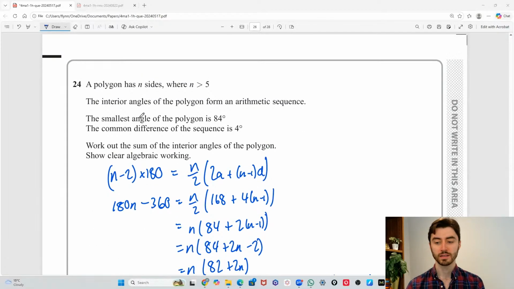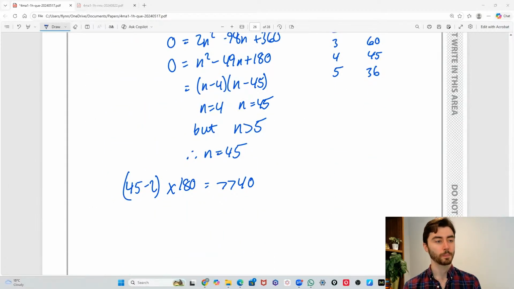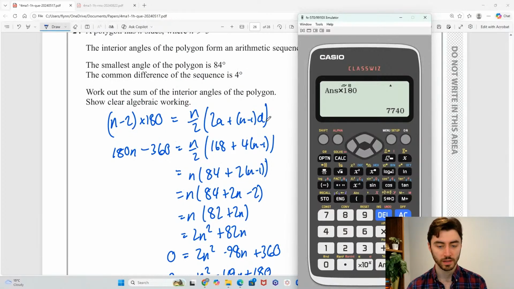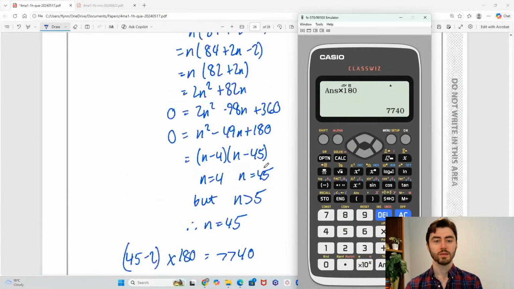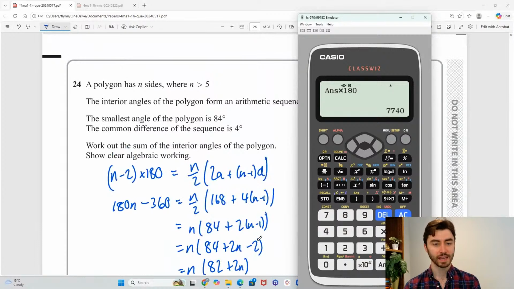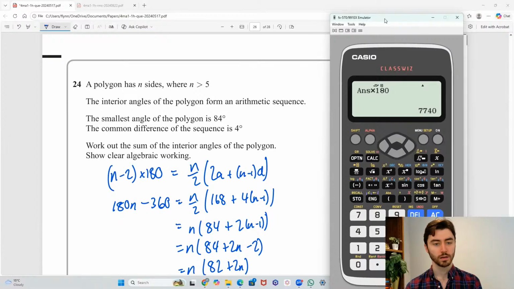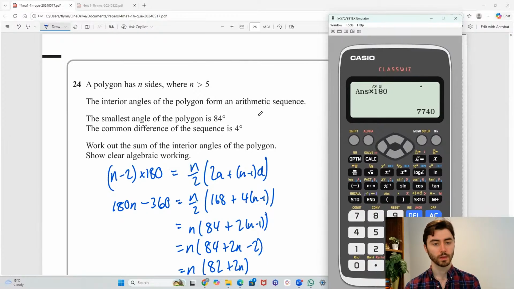Here, polygon has n sides. This is going to be quite simple. I'm going to say if n equals 45. So again, 45 minus 2 times 180. So that would be the sum of the interior angles. Now, if I plug my 45 back in, do I get this? So the sum of the interior angles would be 7,740.